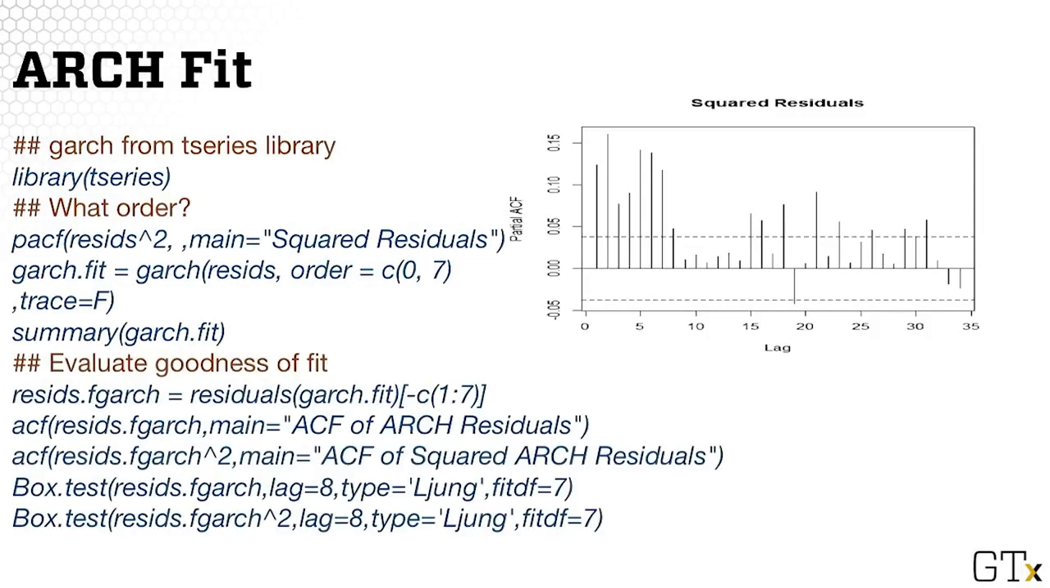Last, we evaluate the goodness of fit of the ARCH fit by first obtaining the residuals from the ARCH model. Note that I remove the first 7 values from the residual vectors since there will be NAs. This is because we fit an ARCH model of order 7. I plotted here the ACF of the residuals and of the squared residuals from the ARCH model to check whether the residuals are uncorrelated and whether there is an ARCH effect left in the residuals.